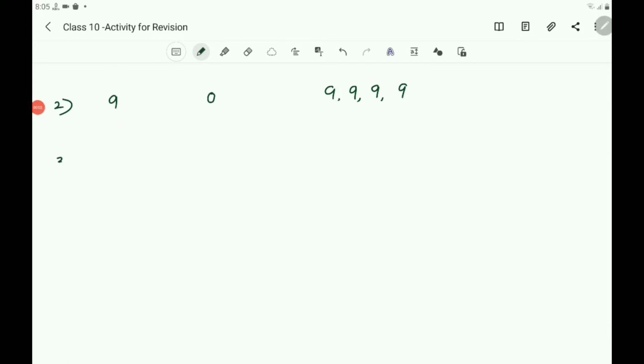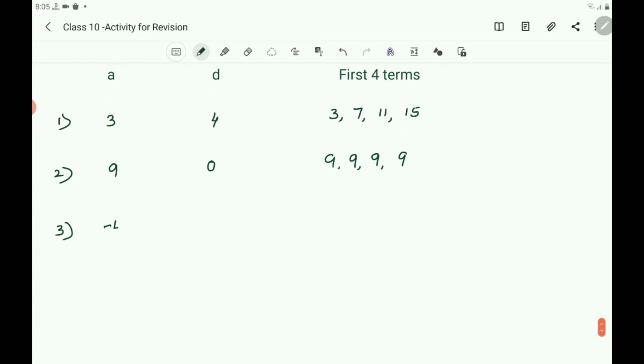Then the third question. Third one is, here A is minus 4 and D is minus 5. Then the first term is minus 4. Minus 5 must be added to minus 4 to get the second term. So the sum of minus 4 and minus 5 is minus 9. If minus 5 is added to minus 4, as they have the same sign, we have to add and put the same sign. So it is minus 9. Again minus 9, add minus 5 to the minus 9, that becomes minus 14.